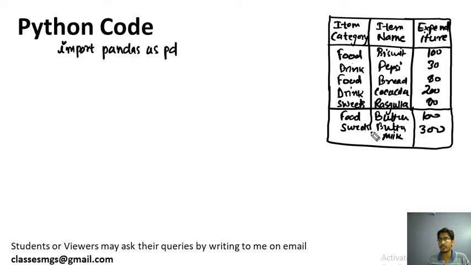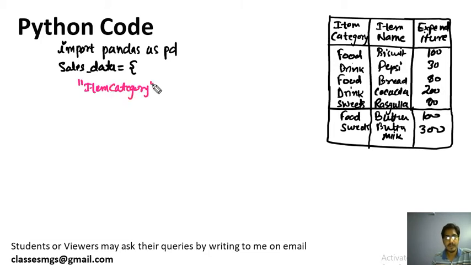So you should know how to create the data frame. You will use the 2D dictionary to create this data frame. So we will use a 2D dictionary like sales data. Let's suppose this is the sales data. We will create a 2D dictionary by using this. So we will have the key as a column name. So we will have item category, then colon, and then we will have the values. What values we have?